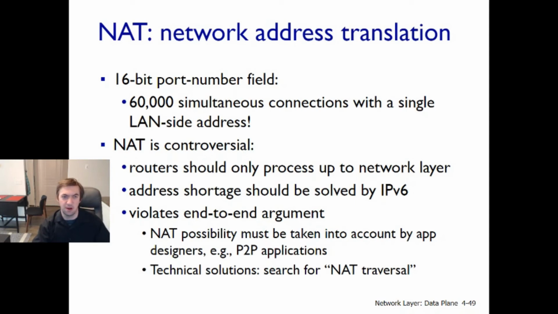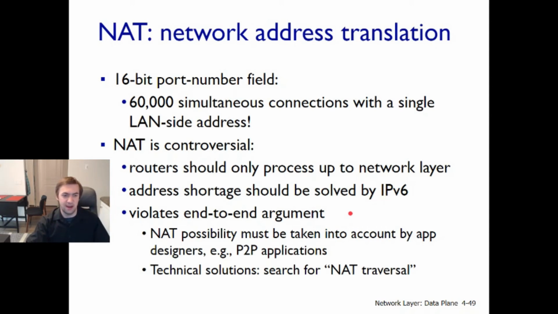Now, a few more notes about network address translation. First off, the port number field is 16 bits, so that's 60,000 potential simultaneous connections with a single LAN side address. NAT itself is controversial in a sense that routers presumably should only process up to the network layer. And there's this issue of address shortages that we have, now that there are so many devices and IPv4 only has so many addresses that we can use. The reason that NAT is so controversial is that IPv6 is proposed as a better solution to the fact that we have more hosts than available addresses.